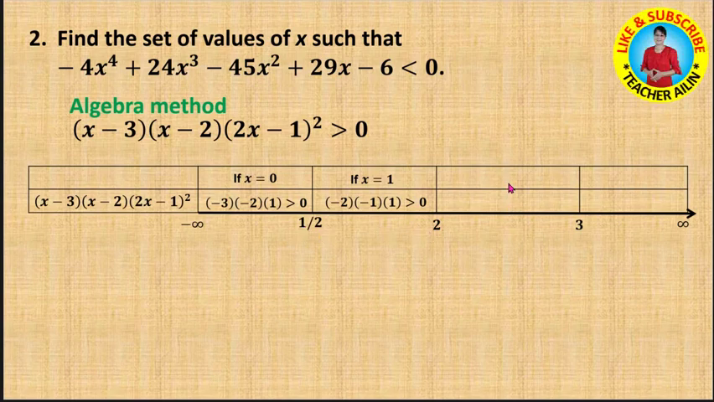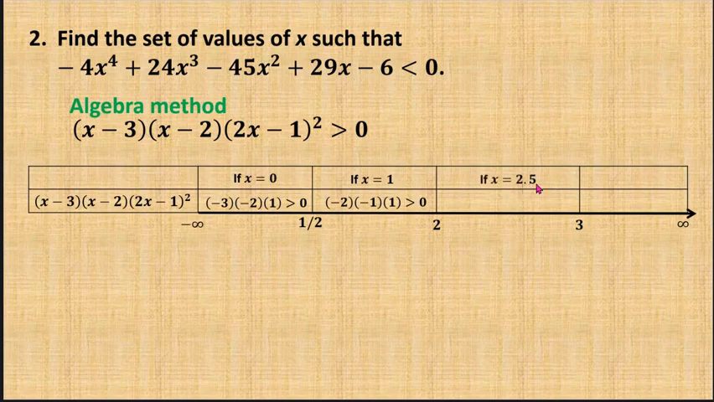Then I'm going to test the third region from 2 to 3. One value of x is chosen. Let's say 2.5 is chosen. When x is 2.5, x minus 3 is negative 0.5, x minus 2 is positive 0.5, 2x minus 1 to the power 2 is 16, and the overall value is a negative value which is less than 0. So this result shows that the polynomial is less than 0 when x is in between 2 to 3.